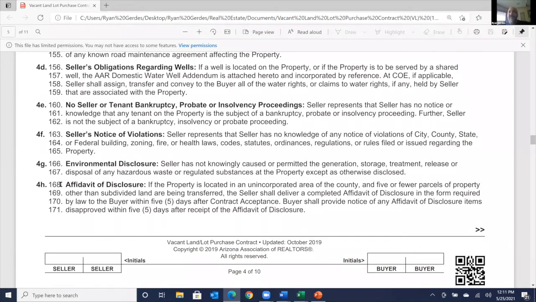Affidavit of Disclosure. This one can be tricky sometimes. Essentially, this really only applies to county islands with subdivided 5 or fewer lots. This really is a situation where you are going to need to have a discussion with the title company and with your wealth manager to see whether or not this applies, because there's a lot of questions to be asked in order to determine whether or not this applies.